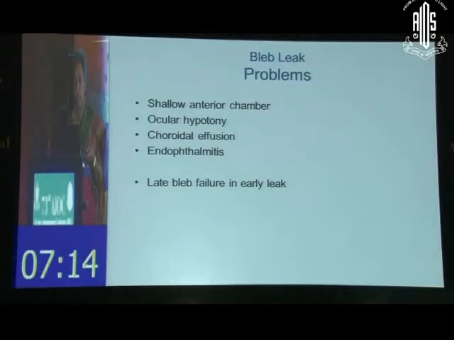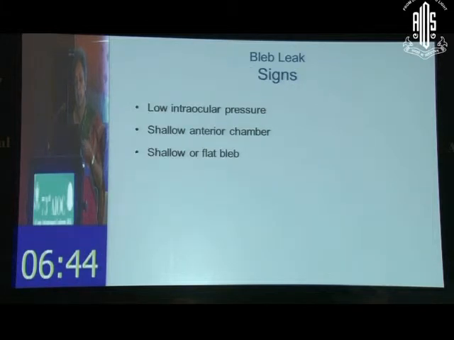This needs attention. And what will happen when there is a leak? You can have a shallow anterior chamber, you can have ocular hypotony, and depending upon the severity of the leak, there can be choroidal effusion, and in the late postoperative leaks can lead to endophthalmitis. Most of the time, endophthalmitis is related to the bleb leak. And also remember, the late bleb leak can be failure of the trabeculectomy. That trabeculectomy fails with the leakage of the bleb.